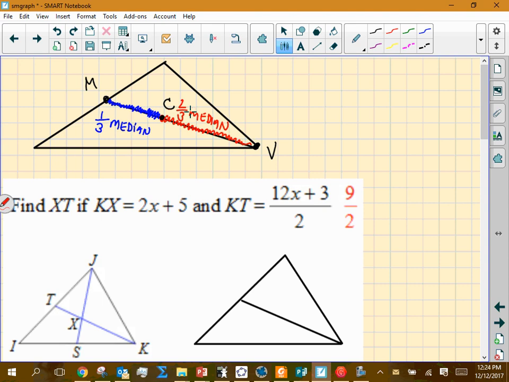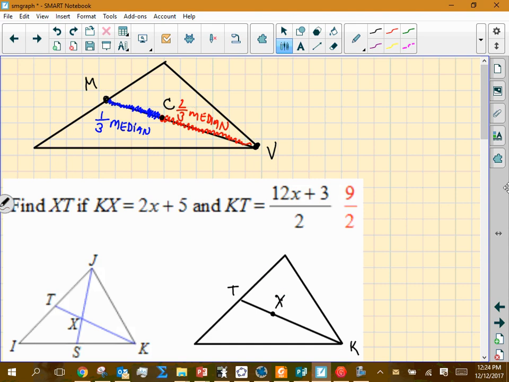But I think a lot of people get mixed up with that extra median drawn in there. The only reason they give me that extra median is to tell me that X is a centroid, so we can start using these ratios. So I know X is my centroid. I know that T and K are the components that I'm interested in.